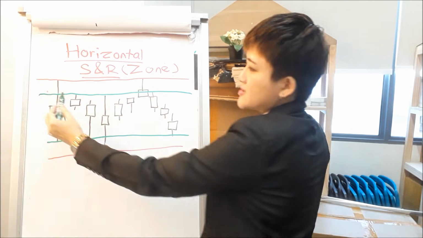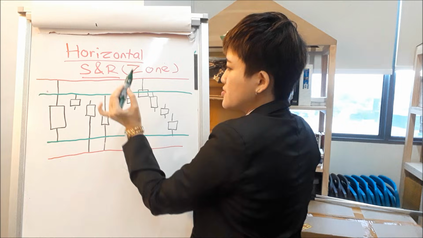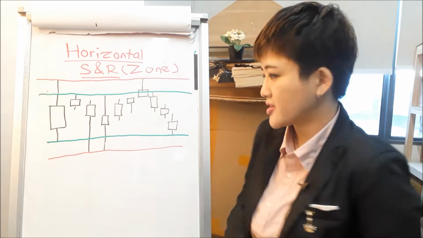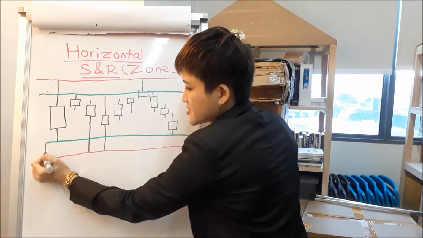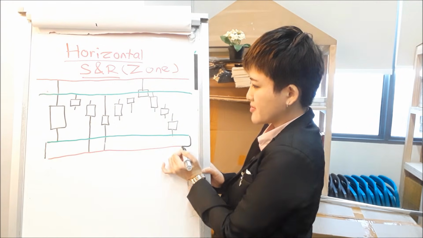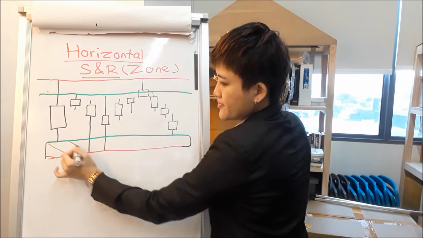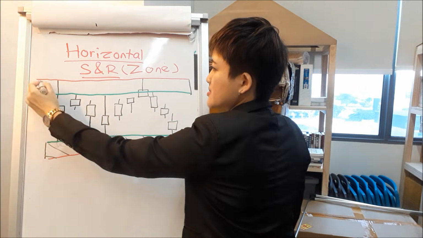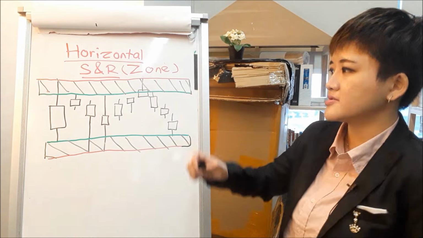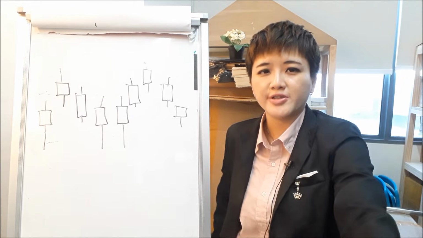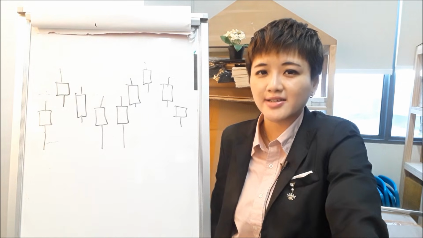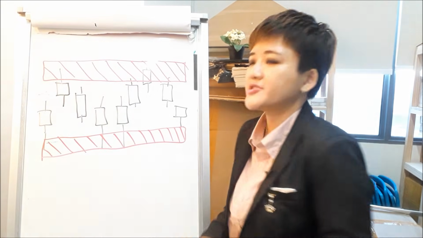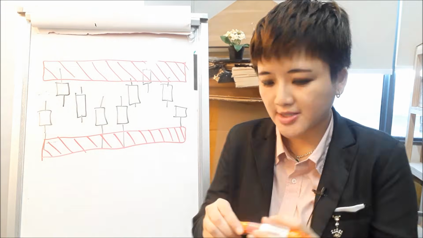Okay, so it touches 1, 2, 3, 4. So you can see the zone over here already. This becomes the support zone. Then this becomes your resistance zone. So one tool you can use to draw your zones is the rectangle tool that you can find in your MT4. Okay? And why is it so important to learn support resistance?